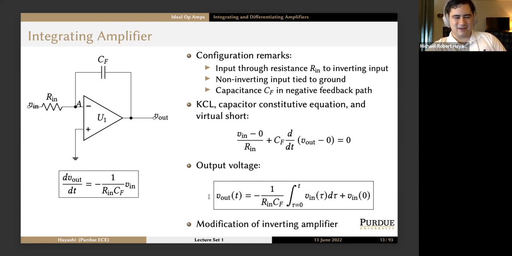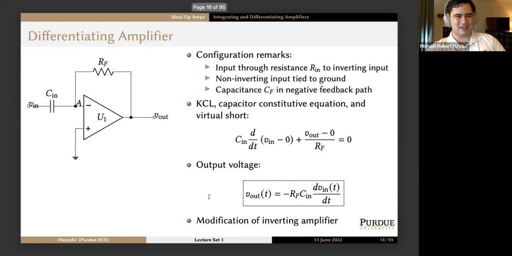Well, if you know anything about electrical engineering, you know that we like to present one thing and then present something that does the exact opposite immediately afterwards, and I'm going to be no different. So the opposite of integration, the dual operation, is differentiation. So if we swap the positions of the capacitor and resistor, we're going to get an output voltage of negative RFC dV dt.